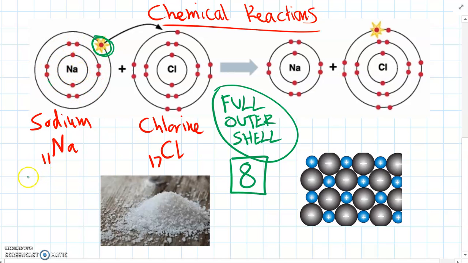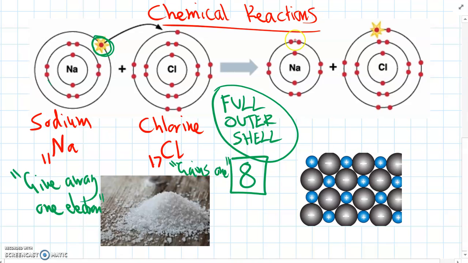So that's perfect. Sodium says, I'll give away 1 electron. And then chlorine says, well, great, I've got 7 electrons, so it's much easier for me, I'll just accept that 1 electron, and then I've got 8. So chlorine gains 1. And we can see here, the sodium loses 1, and the chlorine gains that extra 1 over here.